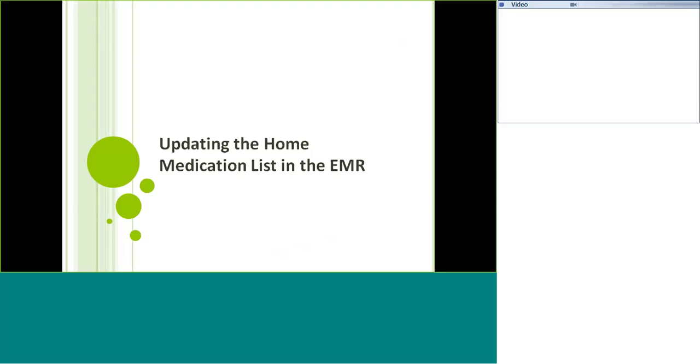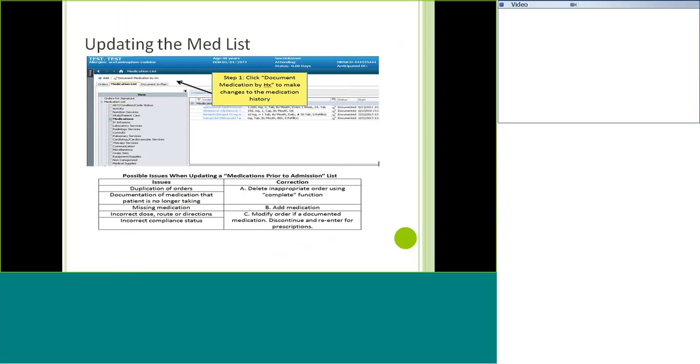Now we're going to talk about how the students are going to update the home medication list in the EMR. So the first step is to bring up the window where you can modify the home medication list. So once you're in the medication list section and you have the home medication there, click Document Medications by History.